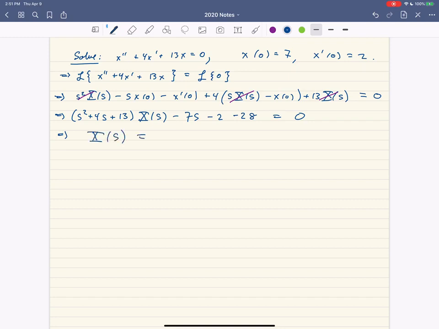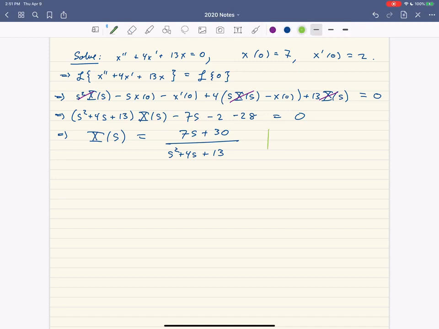And then we're going to divide both sides by s squared plus 4s plus 13. I don't really need the parentheses there. Okay, now we want to take the inverse Laplace transform, and so what we're going to do is complete the square in the denominator.